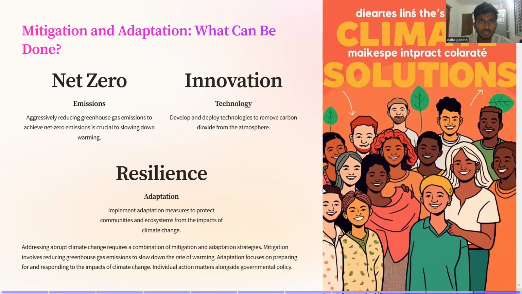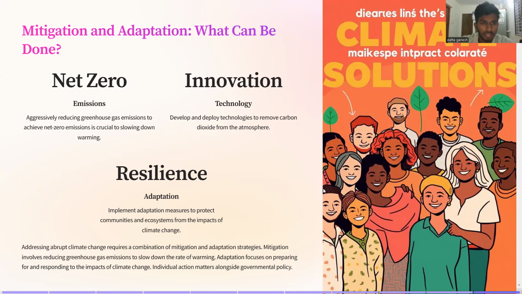Mitigation and adaptation. What can be done? Net zero emissions. Aggressively reducing greenhouse gas emissions to achieve net zero emissions is crucial to slow down warming. Innovation and technology. Develop and deploy technology to remove carbon dioxide from the atmosphere. Resilience and adaptation. Implement adaptation measures to protect communities and ecosystems from the impact of climate change.